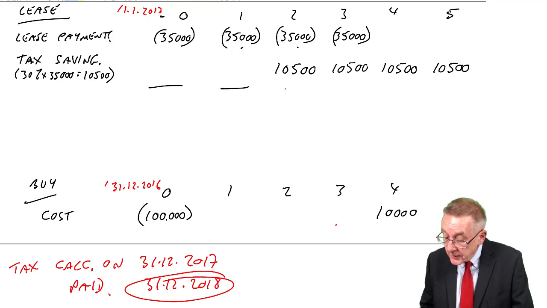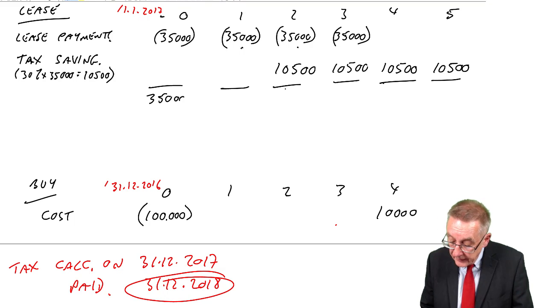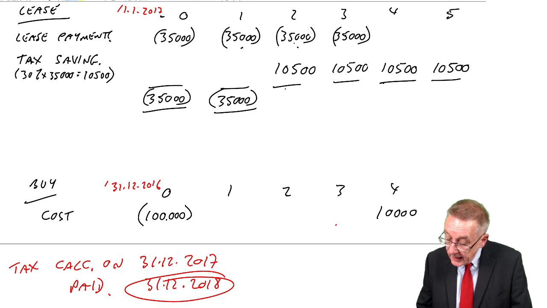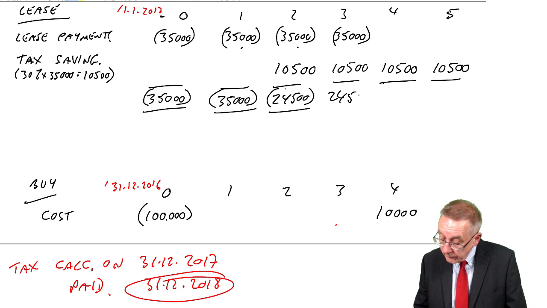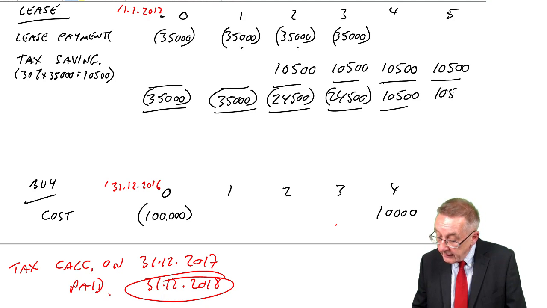However, the net cash flows as a result, if we lease, outflow of 35,000, and net outflow of 24,500. And then, because it's tax savings, effectively inflows of 10,500.